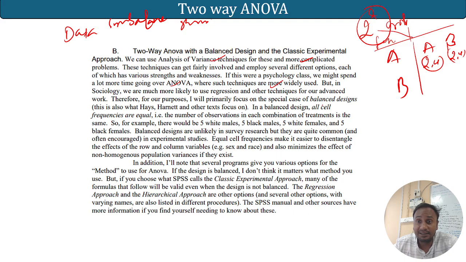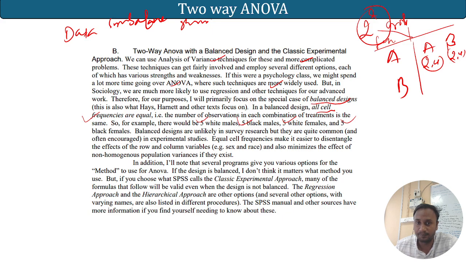And at the start itself, we have to check for a balanced design, meaning all cell frequencies should be equal. For example, five white males, five black males, five white females, five black females. It means in each case we have an equal number of frequencies. That is not the ideal case in practice, because whenever we run experiments, there will always be some data imbalance. But we should try to make sure that data imbalance is not there.